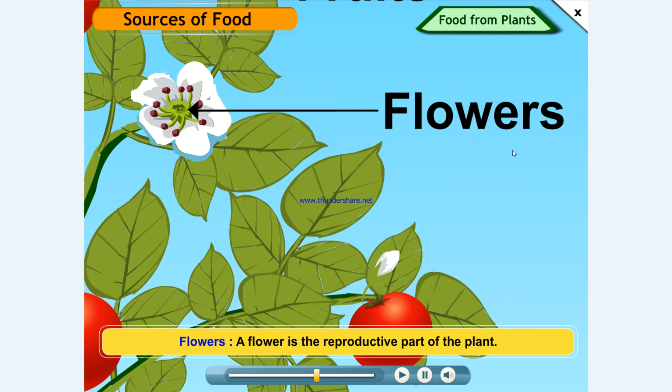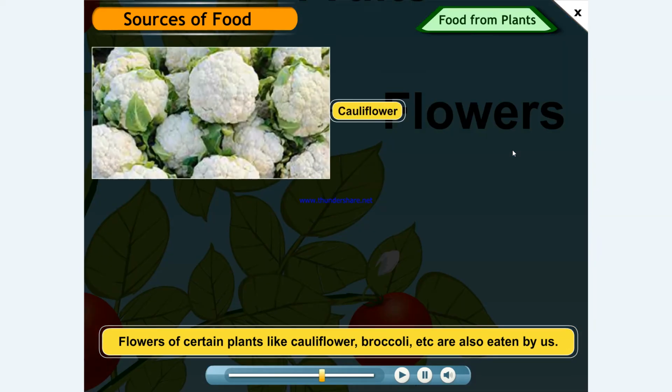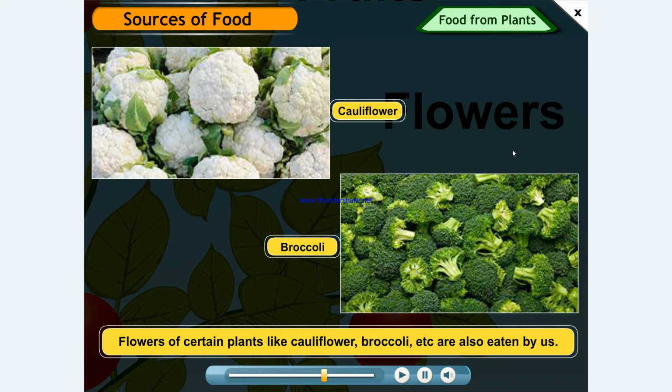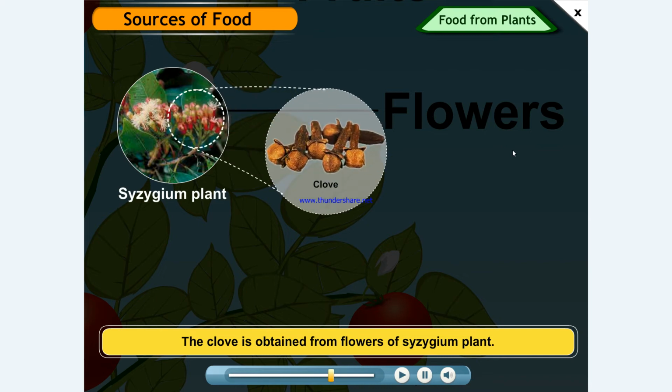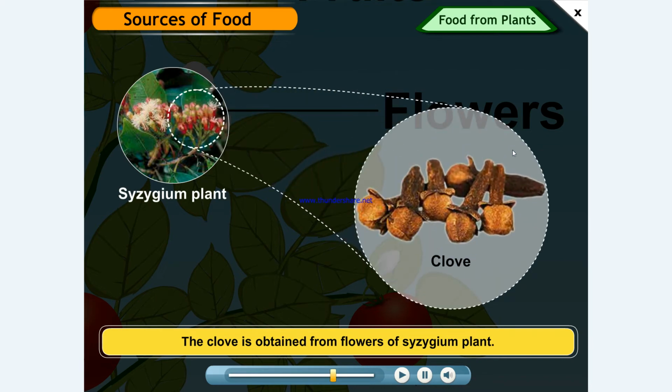Flowers. A flower is the reproductive part of the plant. Flowers of certain plants like cauliflower, broccoli, etc. are also eaten by us. The flowers of certain plants yield spices. The clove is obtained from flowers of Syzygium plant.